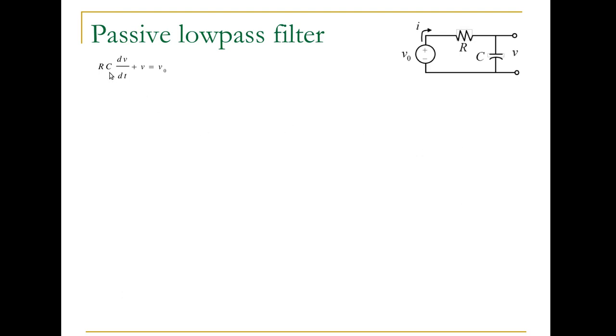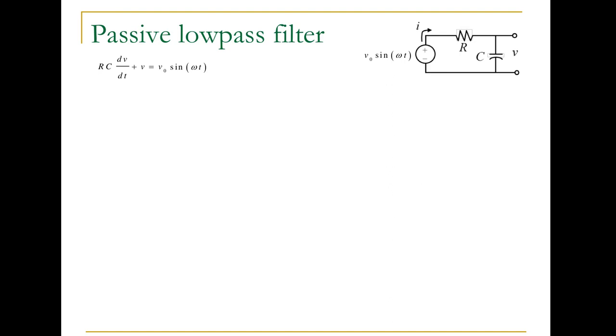Here is the differential equation governing the filter shown here, this RC low pass filter. You can see that V0 is the forcing frequency, or the input signal, excuse me. And so here's the output. What order system is this? This is a first order system, so we have a first order differential equation describing the time response of the system. V is the output.